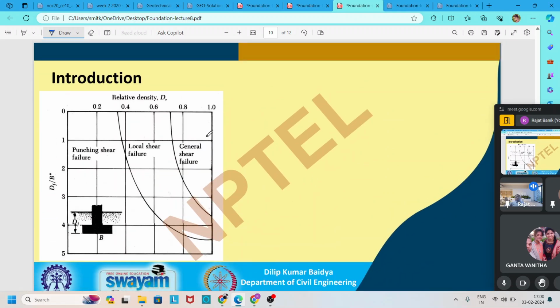Then one chart is given based on the depth of foundation and the relative density. It is said that if the relative density of the soil is high, then most of the failures are general shear failure. If the relative density is less than 0.7, that means 70%, then there may be a possibility of local shear failure and punching shear failure.